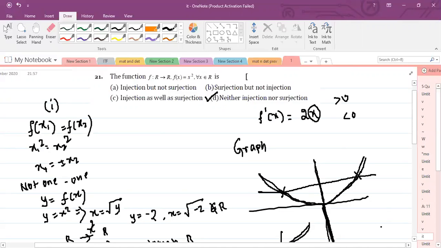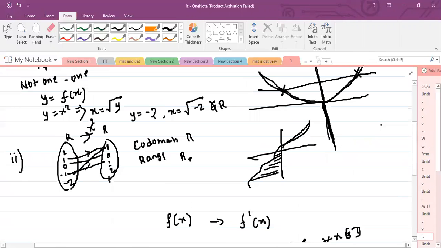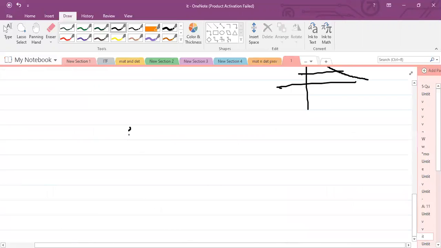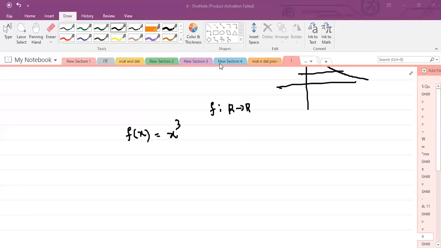Here itself, I will give you a few more questions. f of x is equal to x cube from R to R. f is from R to R for every question. Whether it is 1-1 or not, f from R to R. Already I have mentioned a few methods. You can use any method.